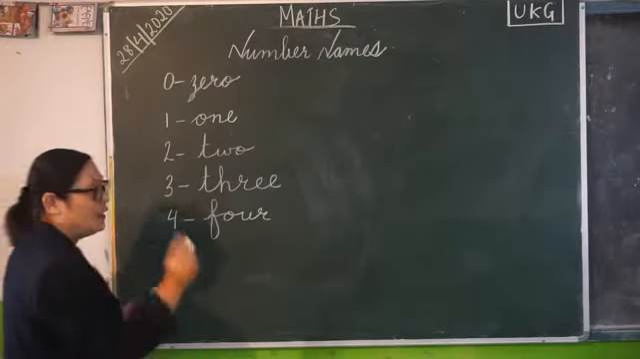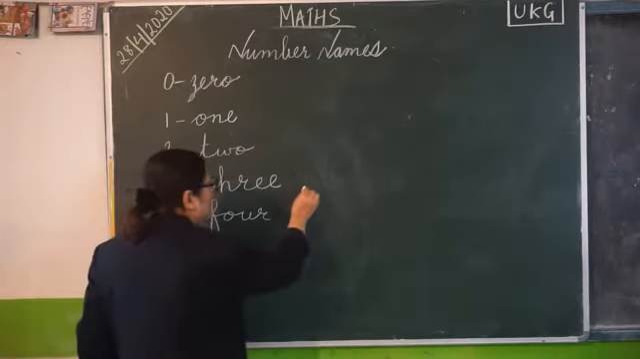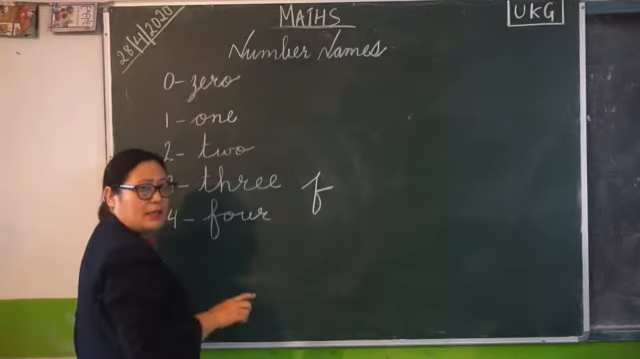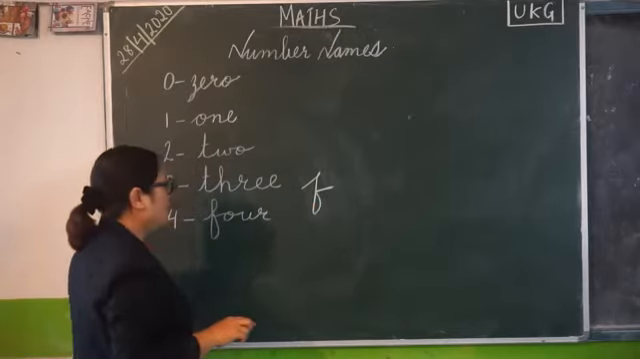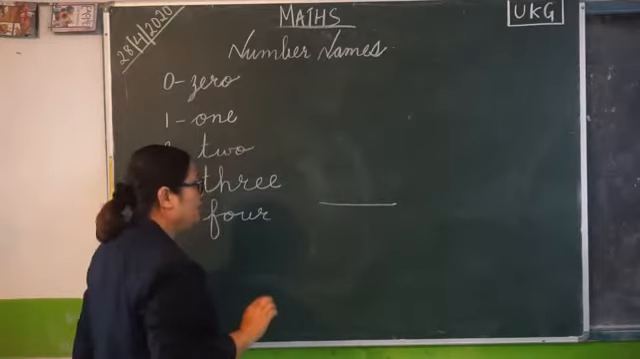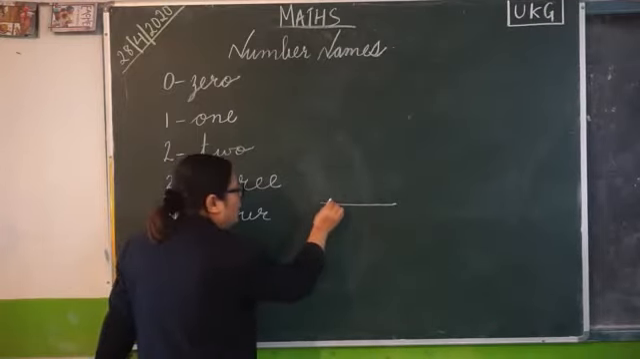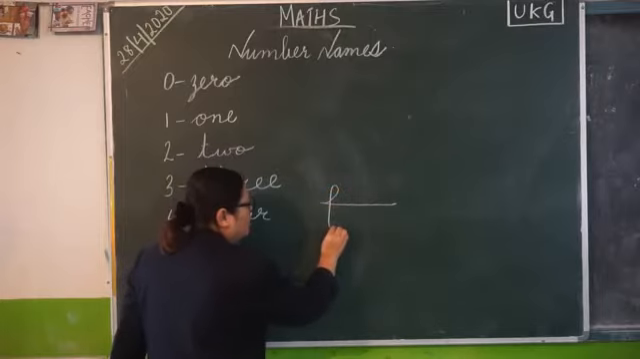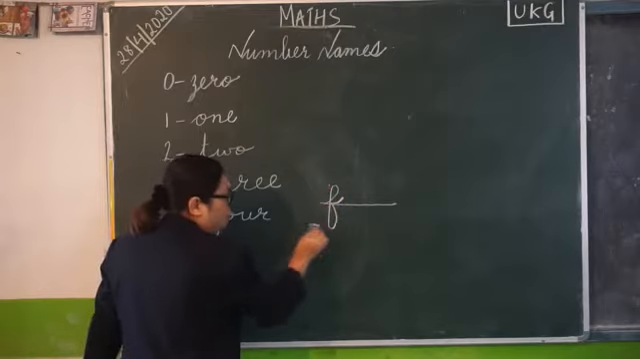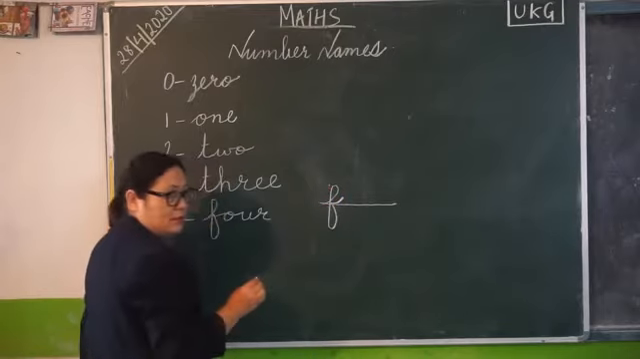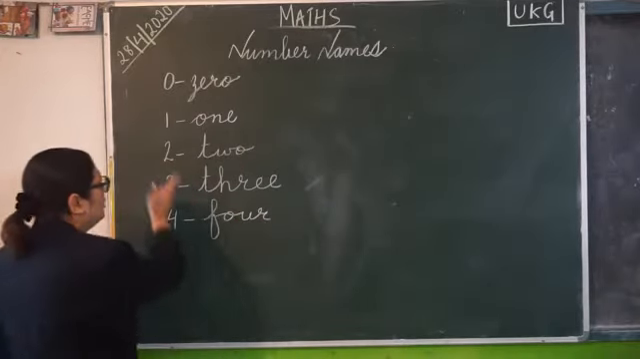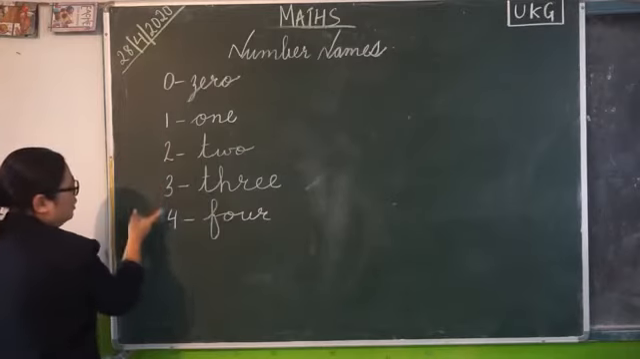F also. See F. I can see some of you writing F like this. This is not the way to write F. I did not teach you to write F like this. F should be, suppose this is a line. When you write F, see, go up, down, and like this. Half up, half down. Line should be in the middle. Okay, children? So, F-O-U-R, 4. 0, 1, 2, 3, 4.